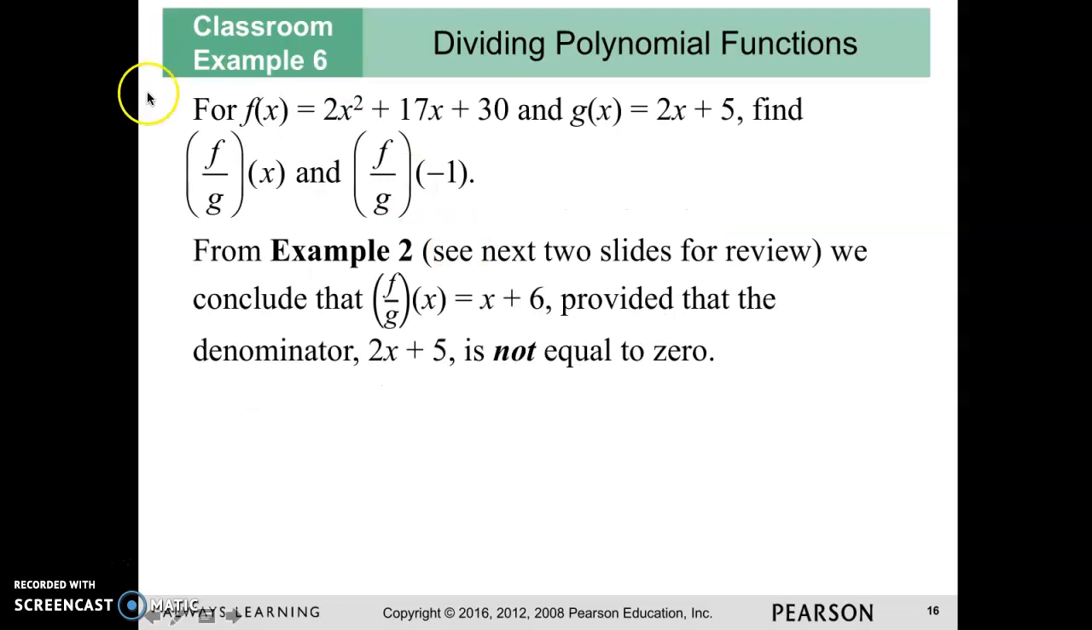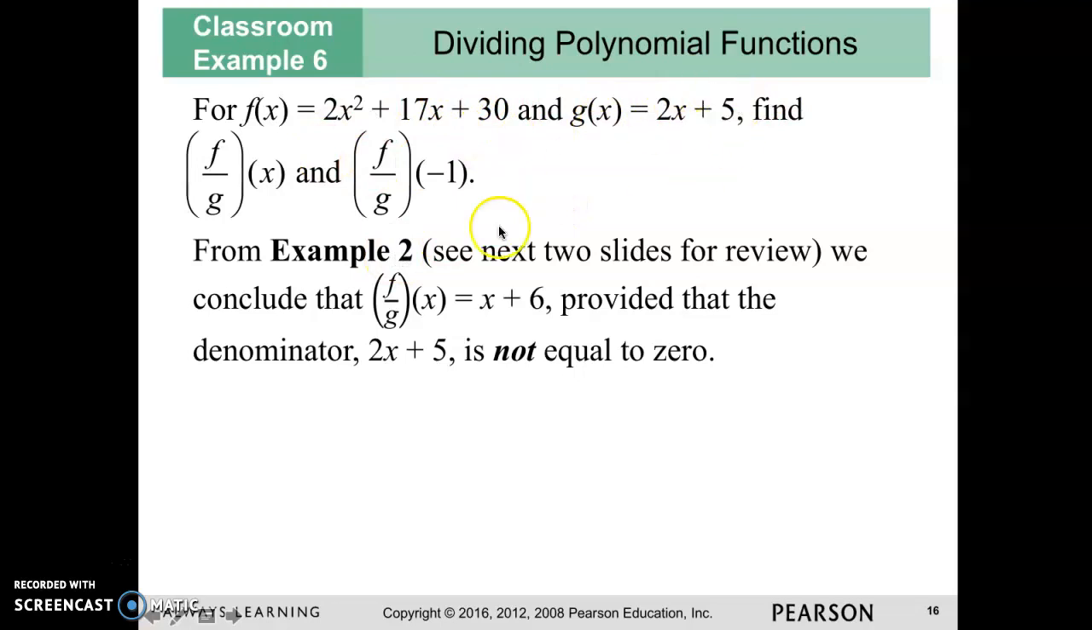We were doing these in the previous exercises, but this is more of a general picture of what the exercises were leading us to: being able to know what a quotient function is, to evaluate it, and also to determine the domain. We are going to determine what f over g of x is, and then we're going to evaluate it at -1. So we conclude that this is from example 2.